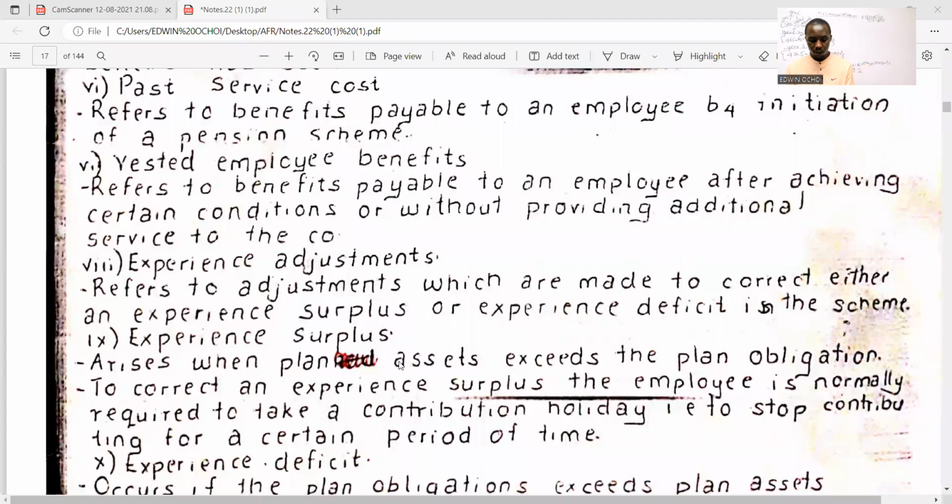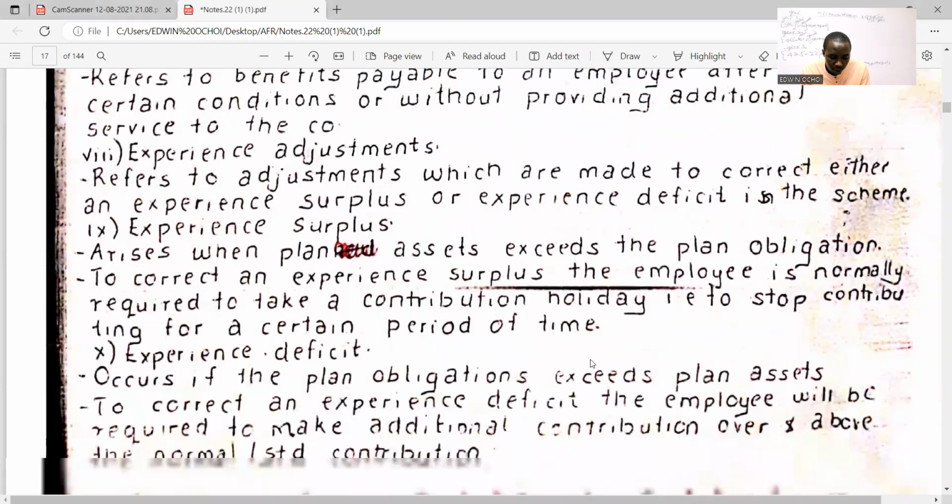So to correct a surplus, the employees are normally required to take a contribution holiday, because remember that pension schemes expect contributions to be made on specific periods. So in some scenarios, when the pension scheme generates more than its obligations, the contributors are supposed to be told that they are given a contribution holiday. But I don't think that applies practically. So to correct the surplus, the employee is normally required to take a contribution holiday, to stop contributing for a certain period of time.